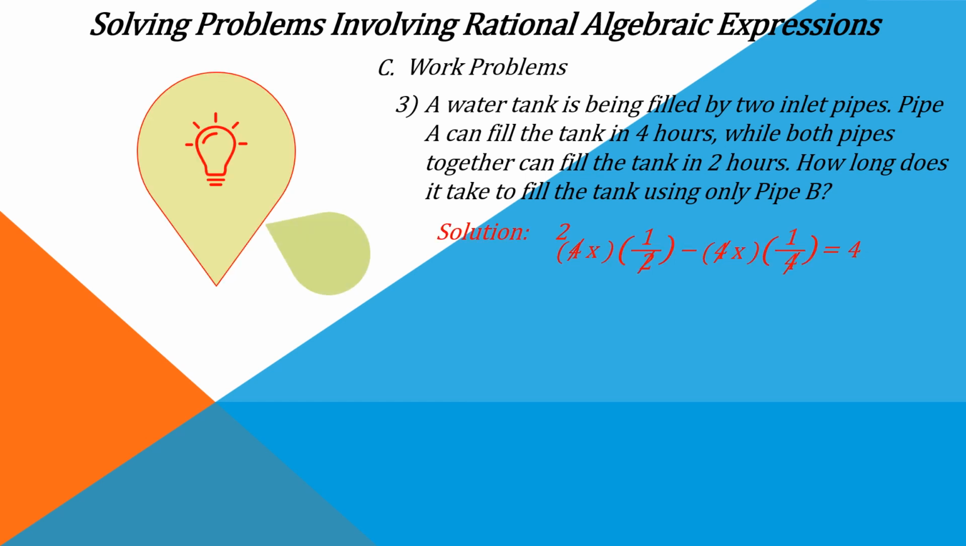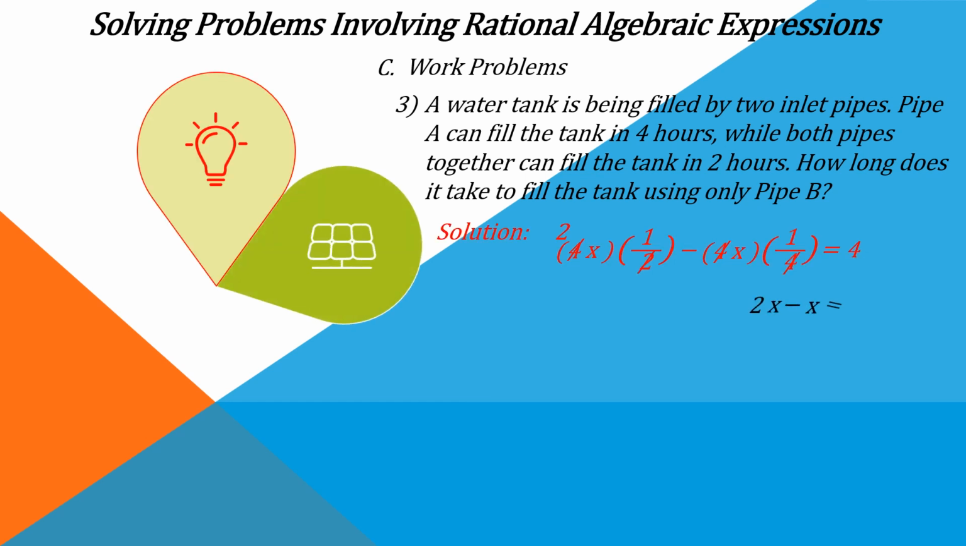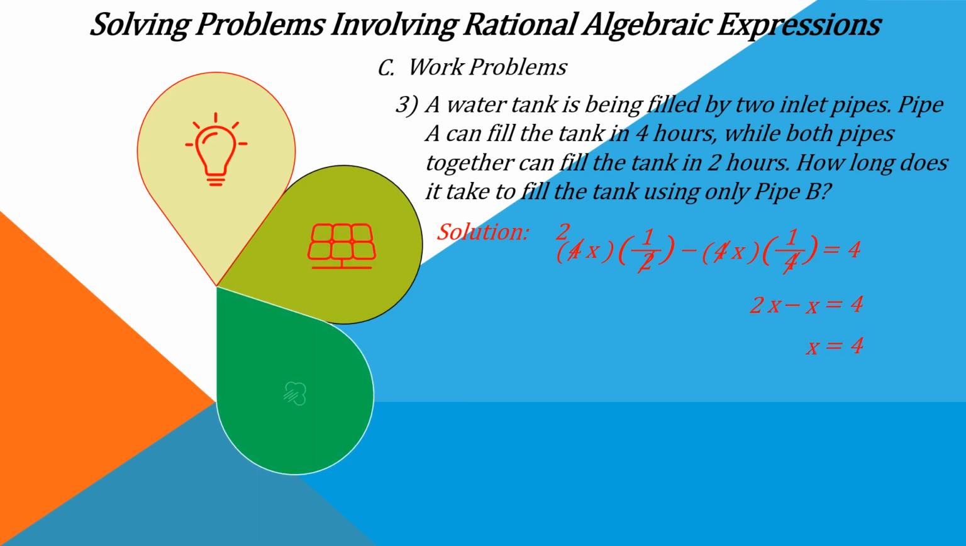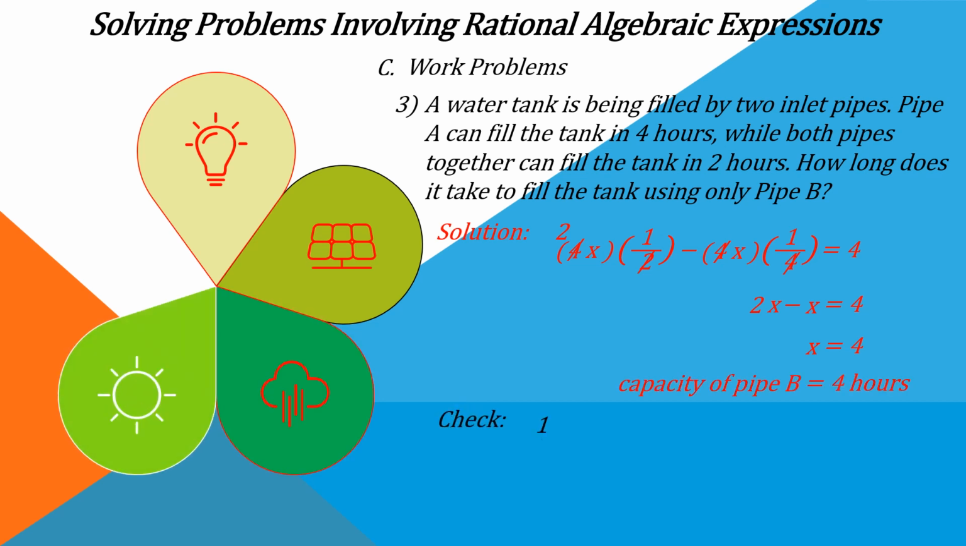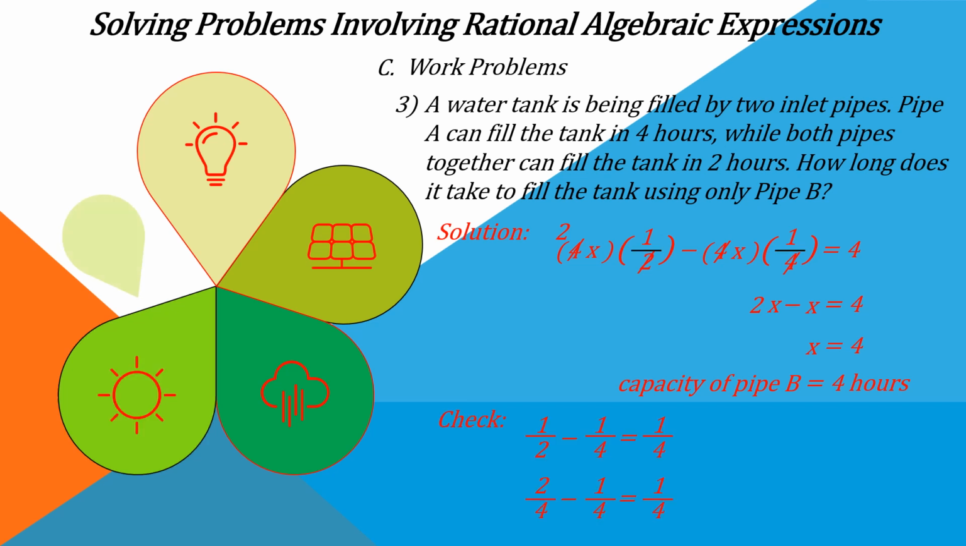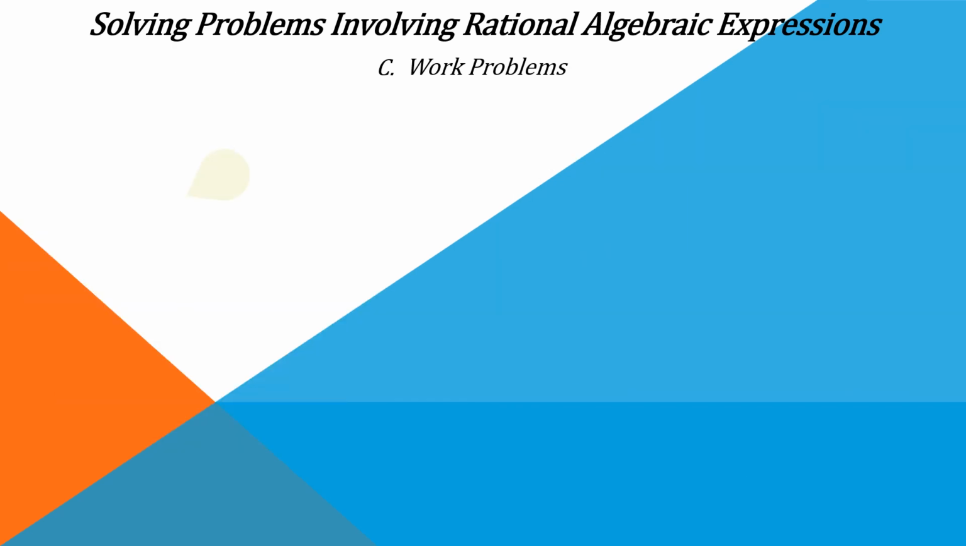We have 2x minus x is equal to 4, and x is equal to 4. Therefore, capacity of pipe B is also equal to 4 hours. Let us check. 1 over 2 minus 1 over 4 is equal to 1 over 4. So 2 over 4 minus 1 over 4 is equal to 1 over 4. And simply 1 over 4 is equal to 1 over 4. Therefore, our answer is correct.